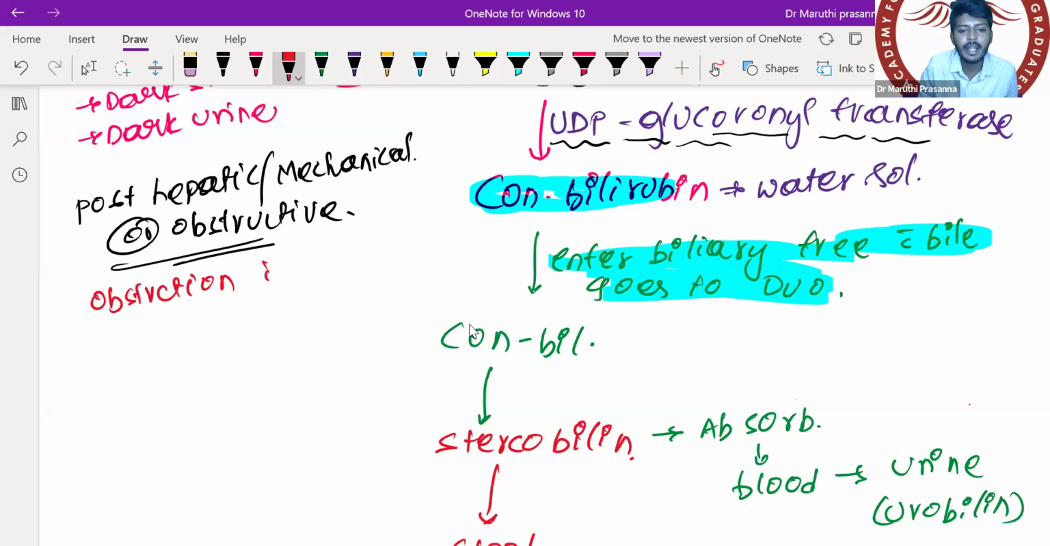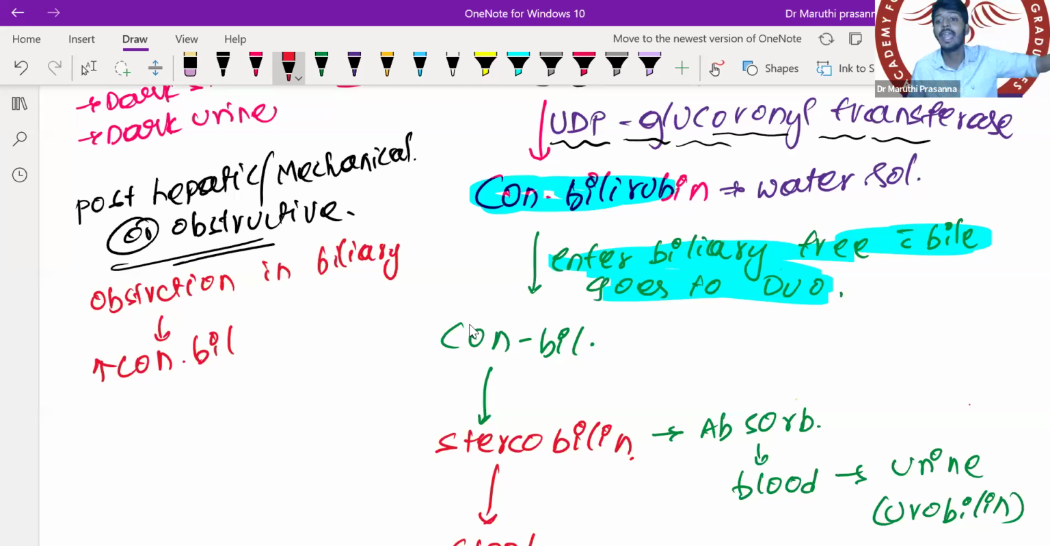The obstruction in the biliary tree will lead to an increase of conjugated bilirubin in the blood, because conjugated bilirubin cannot go into the intestine. So conjugated bilirubin enters the blood. We get increased conjugated bilirubin in the blood. With more conjugated bilirubin, automatically this will go into the urine, creating dark urine.